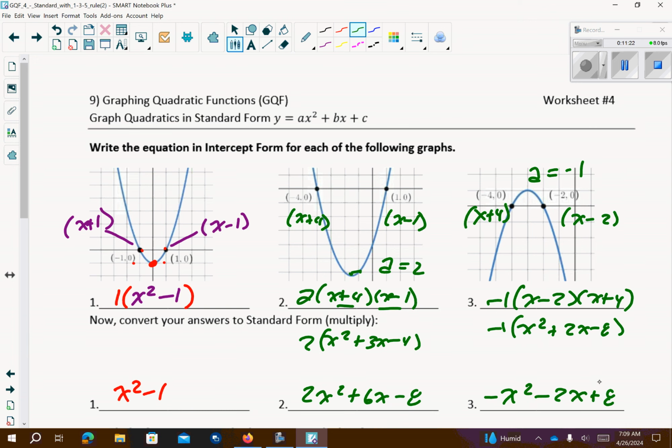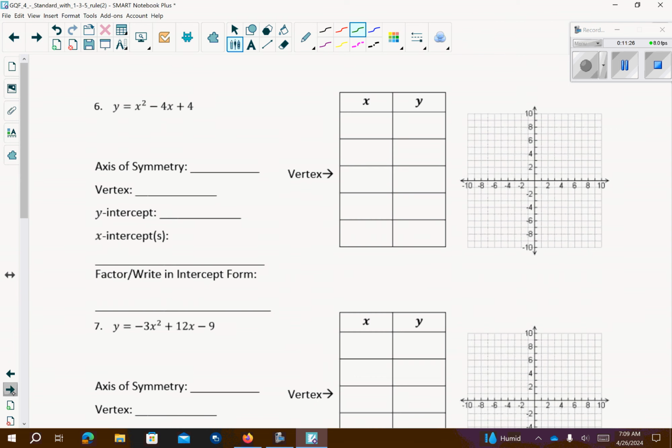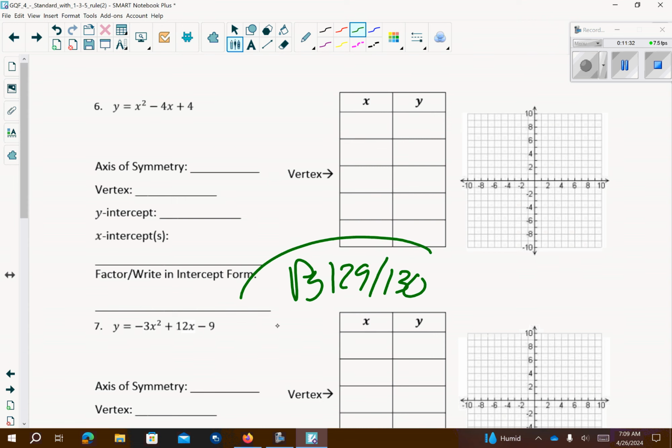For the rest of today, let's work on page 129 and 130, and I already did 1, 2, and 3. Let's see if you can figure it out. Work during class. Ask me questions if you have questions.